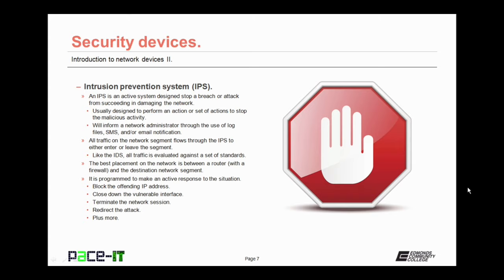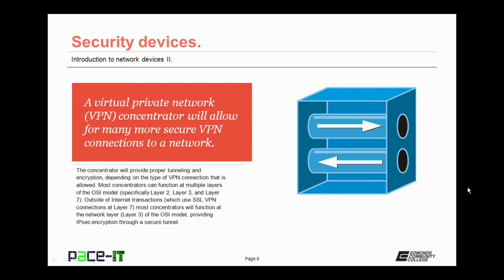IPSs are programmed to make an active response to the situation. They can block the offending IP address. They can close down vulnerable interfaces. They can terminate network sessions. They can redirect the attack. Plus, there are more actions that an IPS can take. The main thing is that they are designed to be active, to stop the breach or attack from succeeding in damaging your network. Let's move on to the virtual private network concentrator, the VPN concentrator.